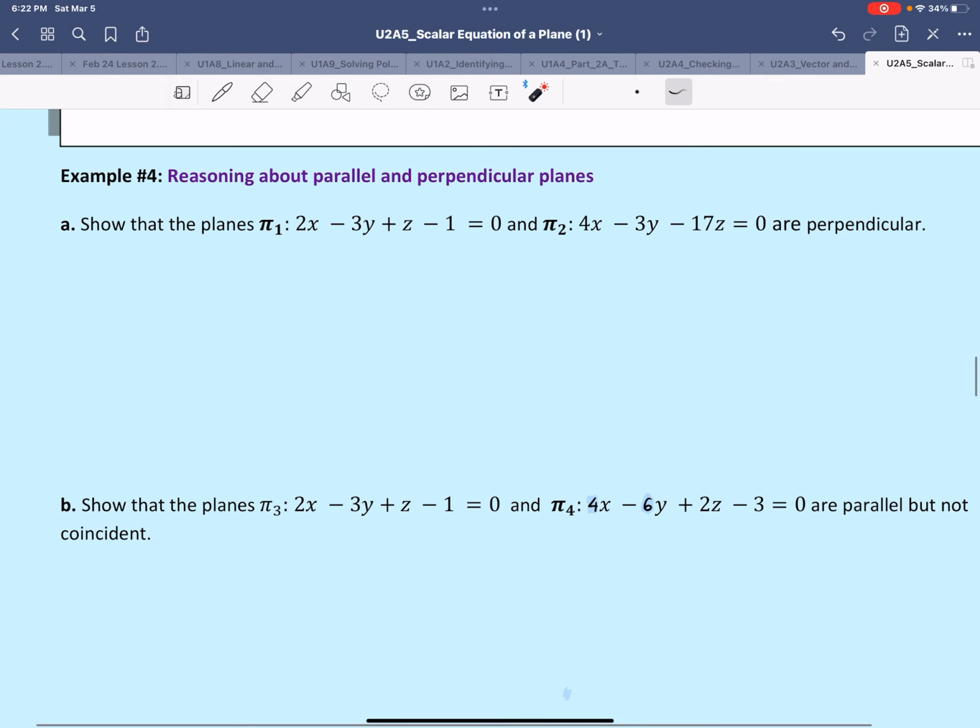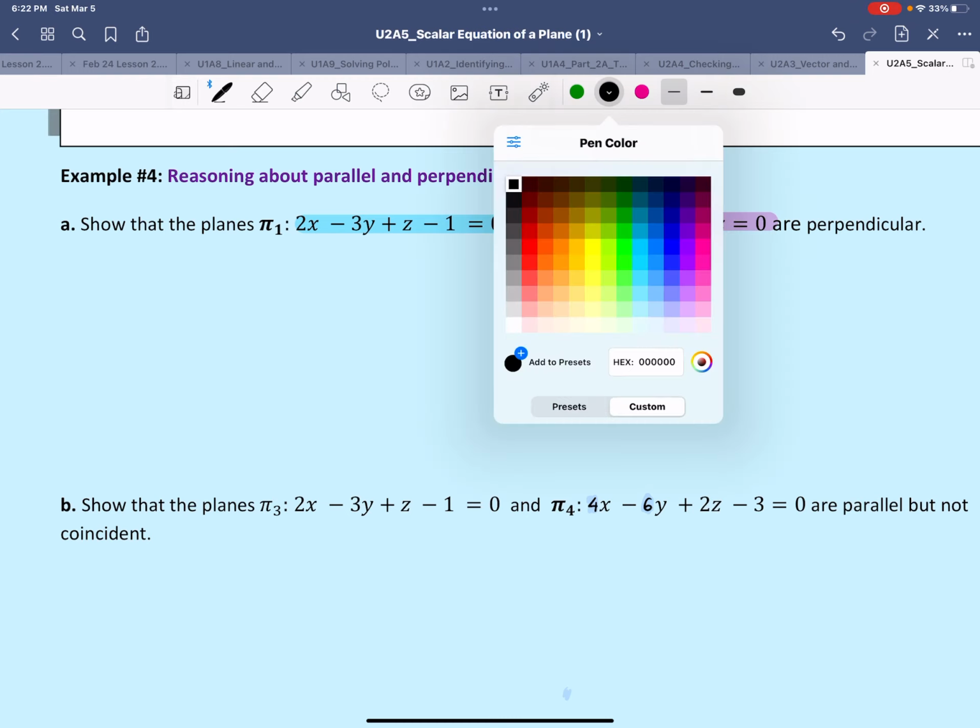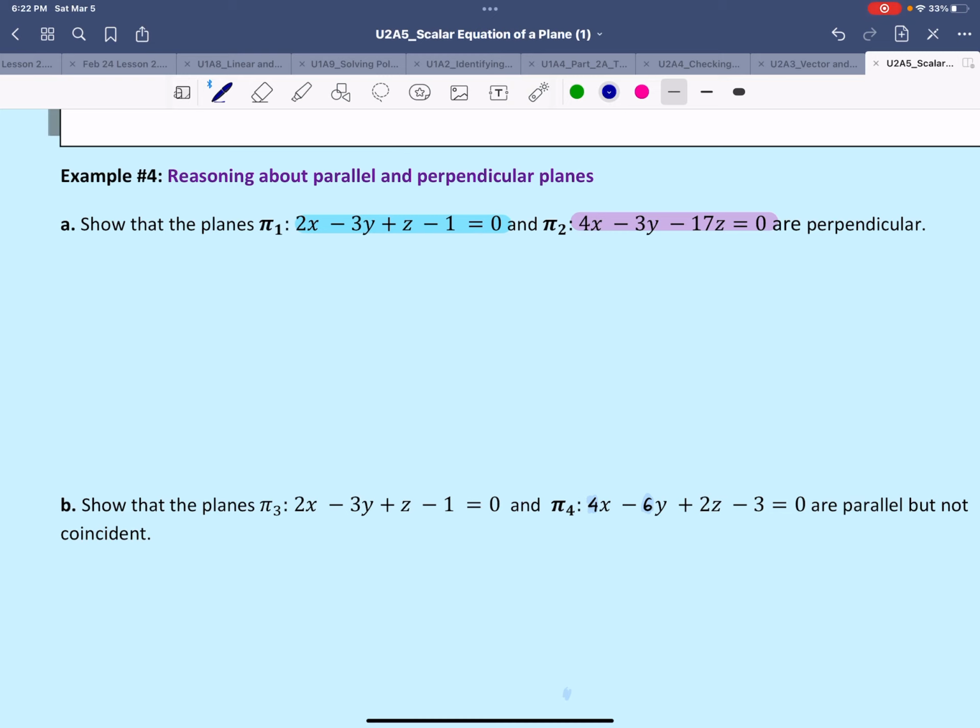So we're going to take a look at example 4 first. We're given the equations of two planes, plane pi 1 and pi 2, and both planes are given in scalar form. And we want to show that the two planes are perpendicular. So first we'll identify the normal of the first plane. That's (2, -3, 1). The normal of the second plane is (4, -3, -17).